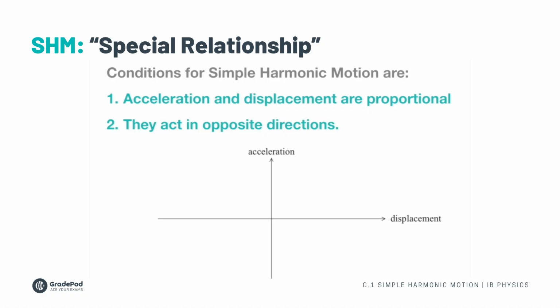We've talked at length about what the conditions for simple harmonic motion are, and I can say it again for you if you like. Acceleration and displacement are proportional, and they act in opposite directions. That means if you were to plot a graph of acceleration against displacement for an object in simple harmonic motion, then we should be able to come up with a pretty simple graph. Let's look at number 1. Acceleration and displacement are proportional. Well, we're very comfortable with this idea of proportionality, and we would draw a graph like that.